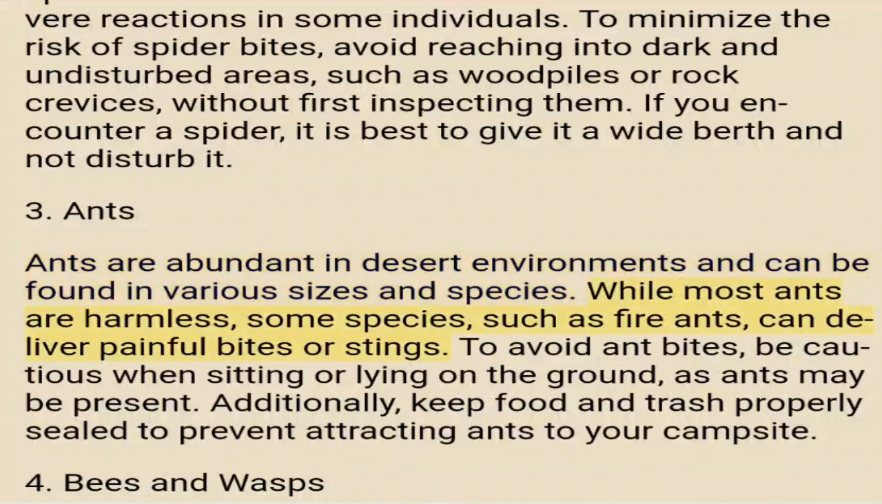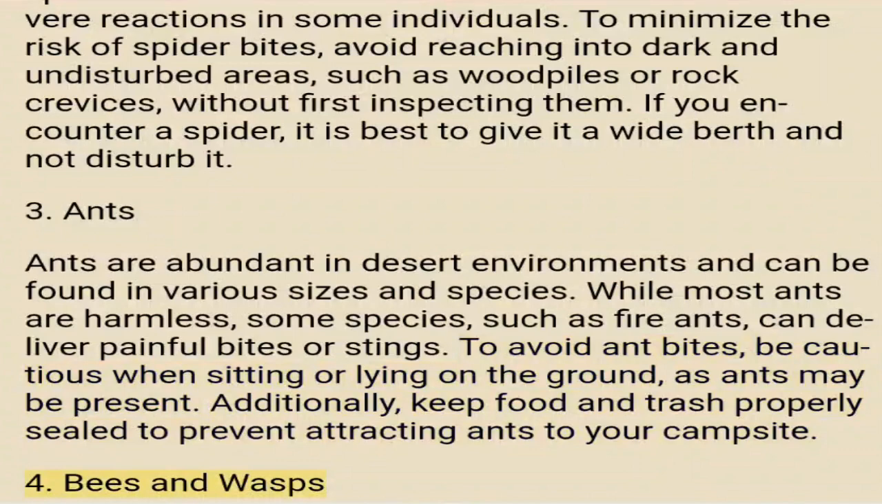3. Ants. Ants are abundant in desert environments and can be found in various sizes and species. While most ants are harmless, some species, such as fire ants, can deliver painful bites or stings. To avoid ant bites, be cautious when sitting or lying on the ground, as ants may be present. Additionally, keep food and trash properly sealed to prevent attracting ants to your campsite.